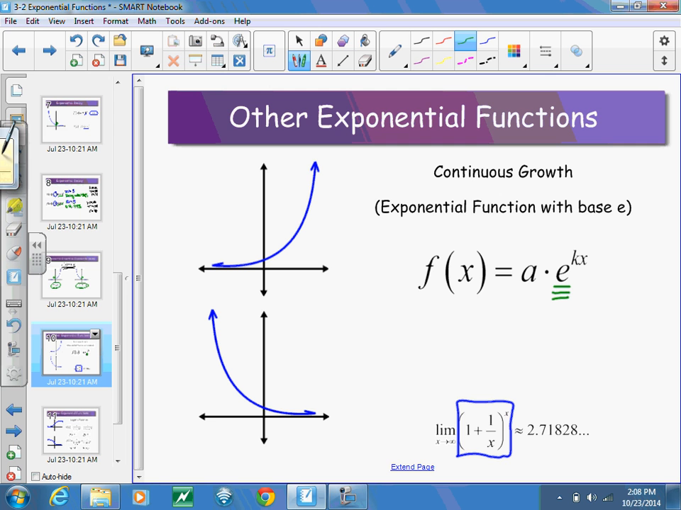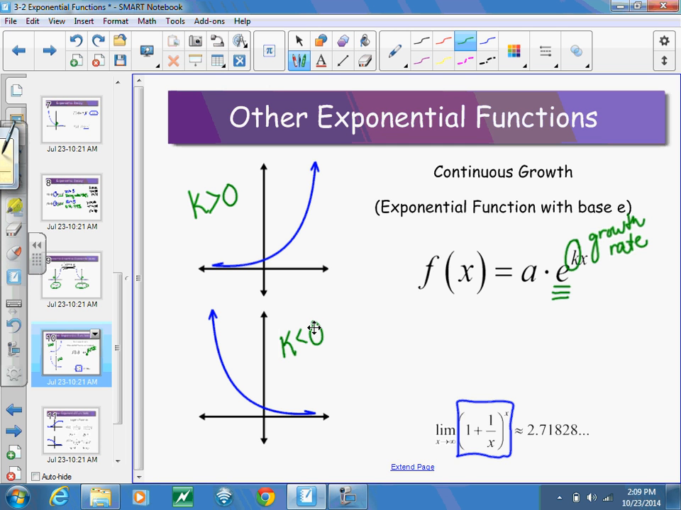And so here, when you're working with continuous growth or even continuous decay, we will be looking at a times e to the power of kx. And what's happening here is k is our growth rate, or decay rate. If that value of k is greater than 0, so it's a positive number, we'll be working with exponential growth. If that value of k is less than 0, we'll be working with exponential decay.